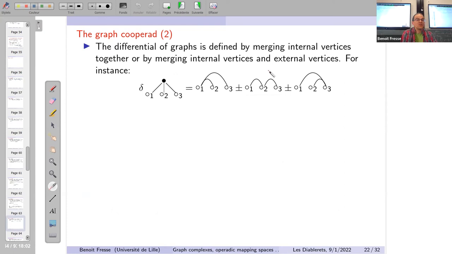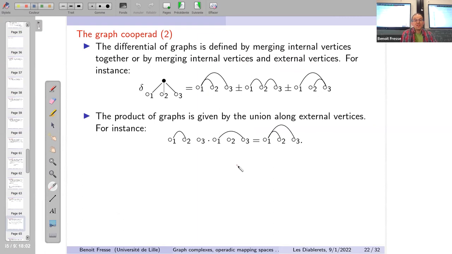So we see that you can merge internal vertices together, or merge internal vertices and external vertices, as in this example. And the product of graphs is given by the union of graphs along external vertices, as in this picture.